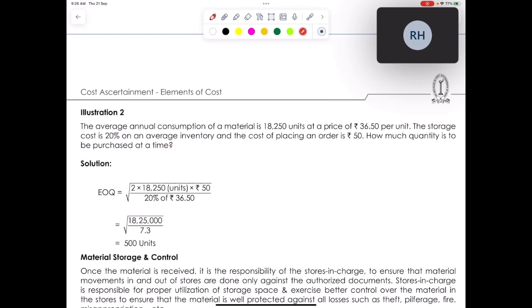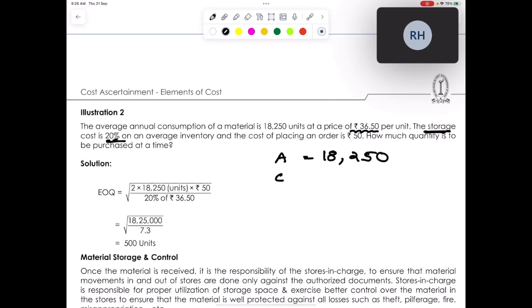Let's see, the average annual consumption of material is 18,250. My annual requirement of raw material is 18,250. The purchase cost is 36.5 while the holding cost is 20%.